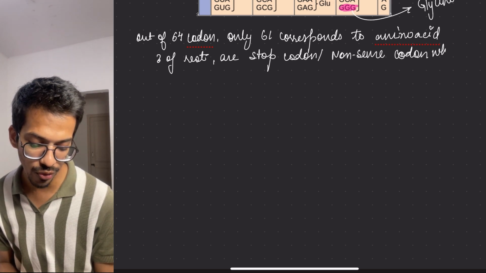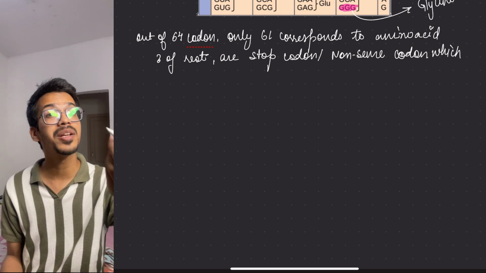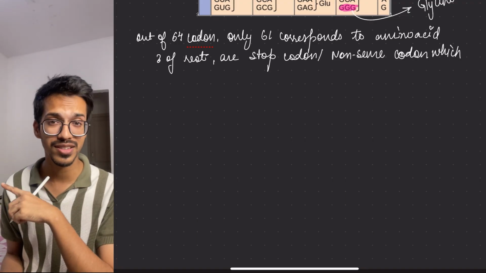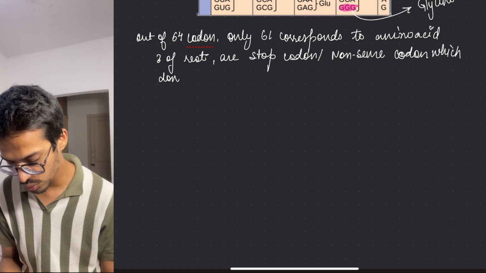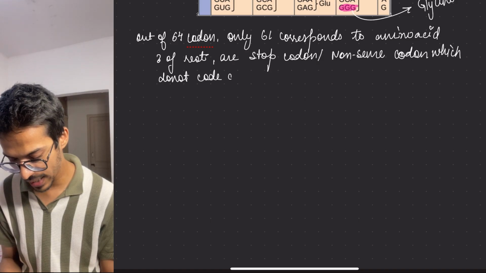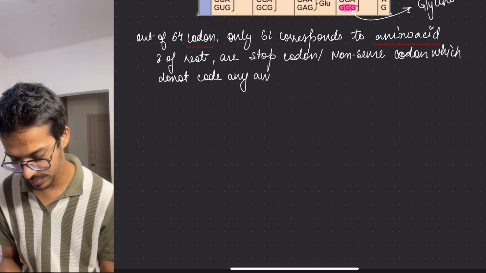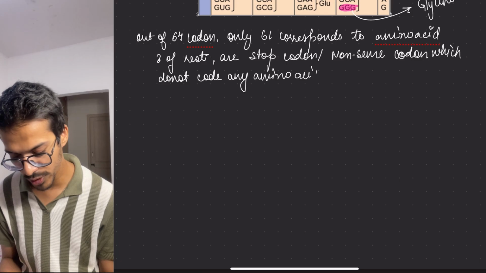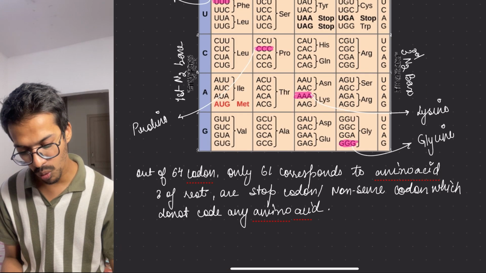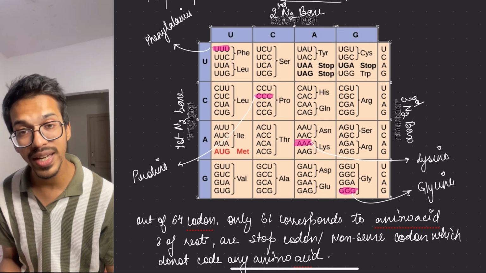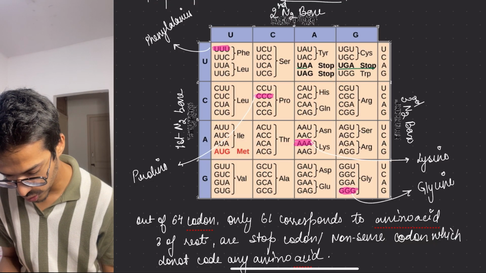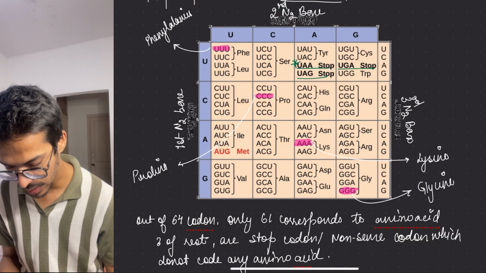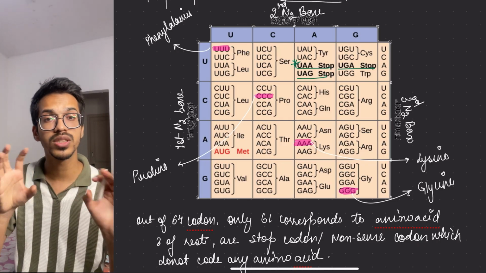which do not code for anything, and they act as the termination point, if you remember the last topic. Nonsense codons do not code or correspond to any amino acid. What are they? UAA, UAG and UGA. Here are those stop codons which you have to remember. Wherever they come, the process will halt.